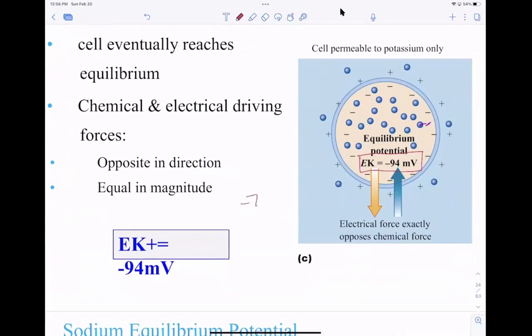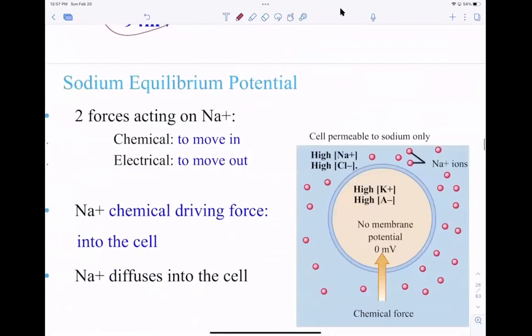Now, remember, if we start off, and this is the resting membrane potential, and potassium's equilibrium is negative 94, that's not that far off, right? Let's do a little bit better math here. That's only a negative 24 millivolts away. So it's not a huge difference. Potassium's equilibrium potential is not vastly different than the resting membrane potential.